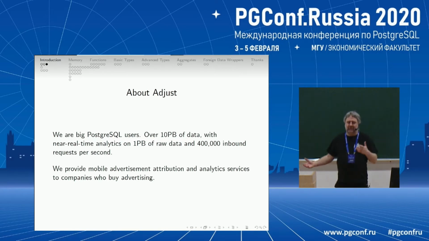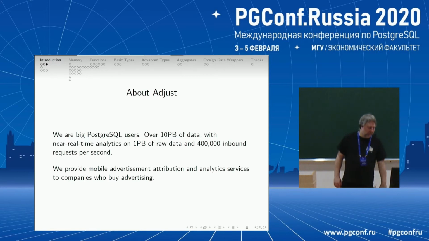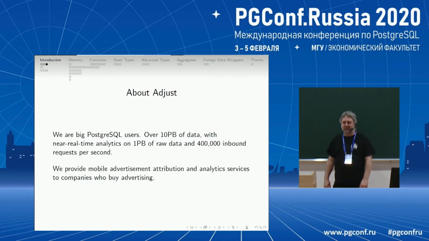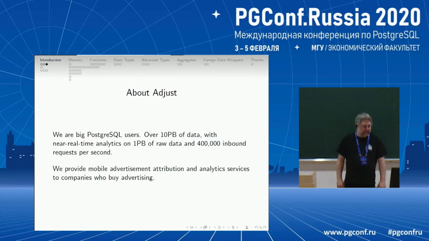Then we will go through basic types and a basic type example. This is one thing we use at Adjust. It's a very simple type. It just converts a string to a very, very minimal integer representation. So you can think of it as a very compressed enum. And then we will go through more advanced types, talk about some of the gotchas that people have when they write aggregates. Then if we have time, we'll talk about foreign data wrappers and go through two examples there.